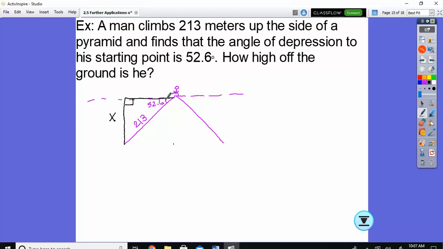So if I set it up like this, that would be opposite and hypotenuse. So the sine of 52.6 degrees equals x over 213. I'm gonna keep ours easy. Multiply over the 213. How many significant digits? 3. So to 3 significant digits, it would be 169 meters.